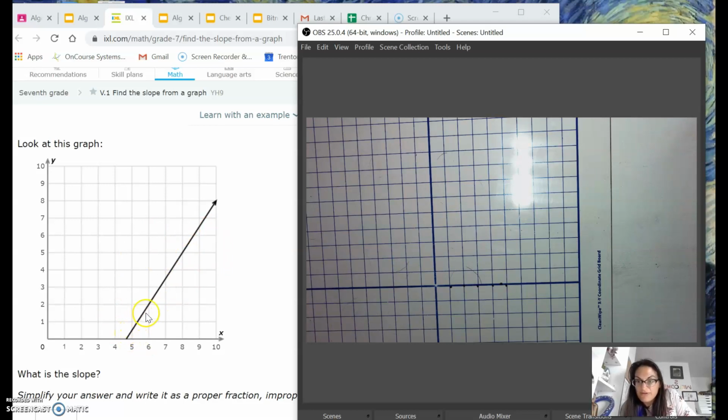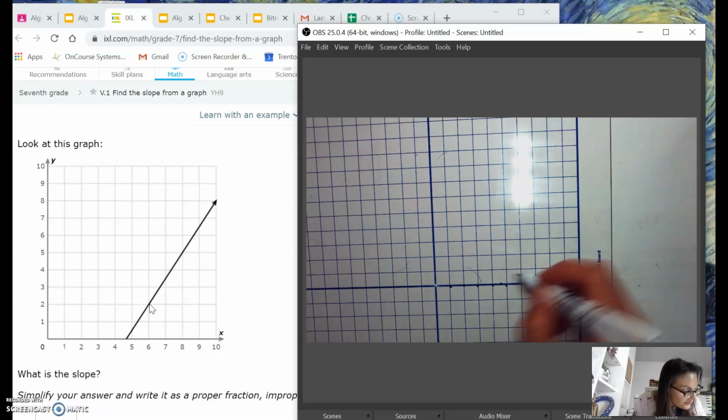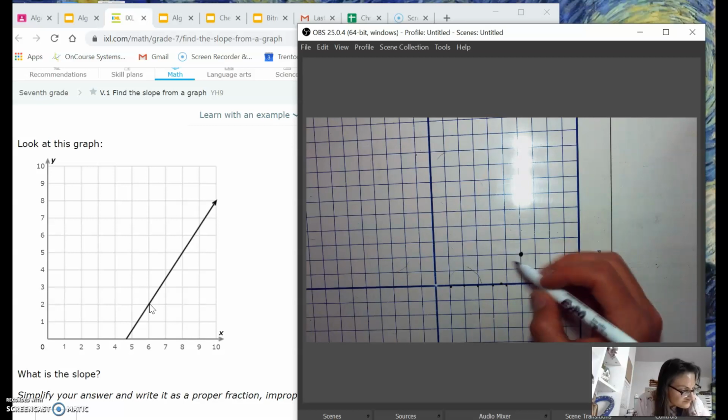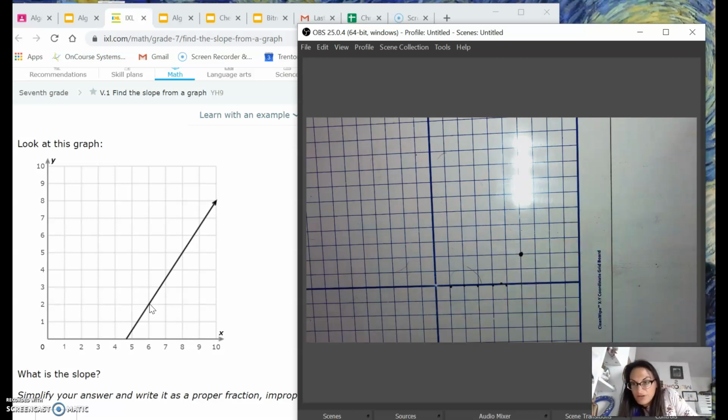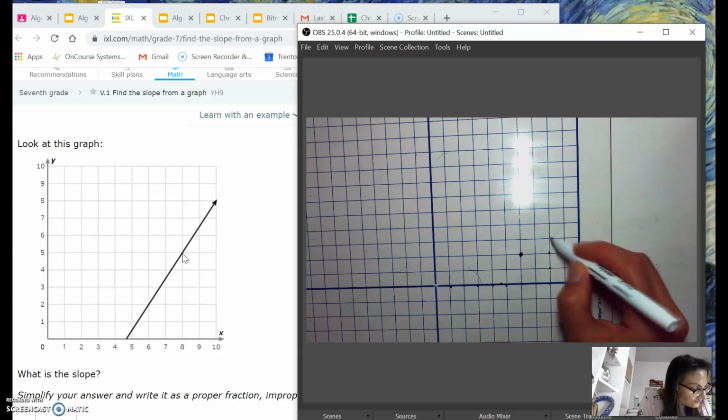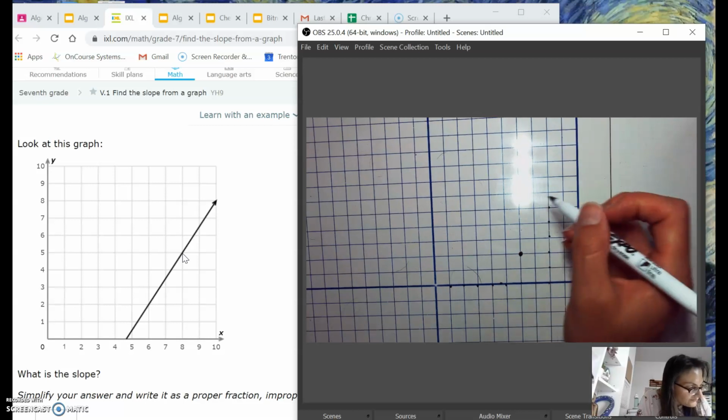If you follow along the line, it intersects here at, it looks like, 6, 2. So I'm going to count: this is 5, 6, 2. And then it doesn't intersect an actual corner until it goes up here, and that looks like 8, 5. So I'm going to go out, this is 5, so 6, 7, 8, and 1, 2, 3, 4, 5.